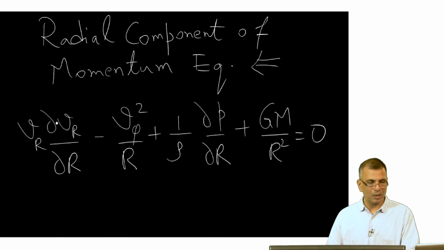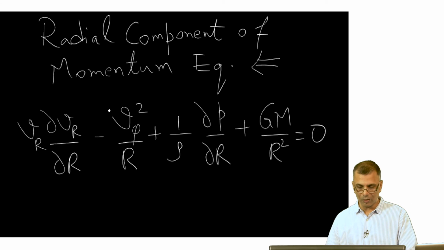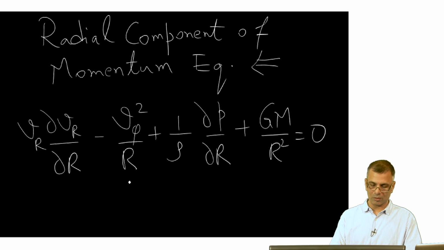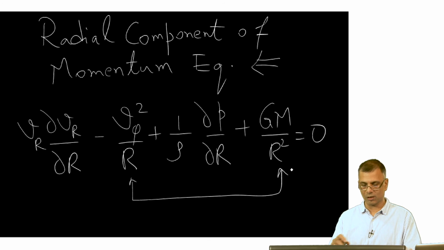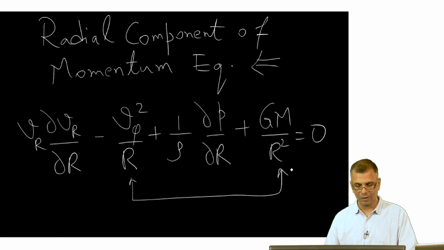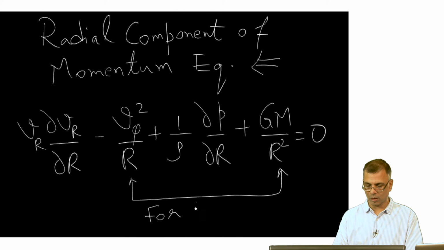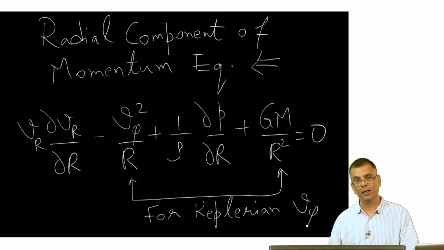Now, if the azimuthal velocity is Keplerian, we know that the second and the last terms in the equation, these two, cancel each other. These two are exactly the same. This is equal to this if the azimuthal velocity is Keplerian. So this term and this term exactly cancel each other for Keplerian V phi.